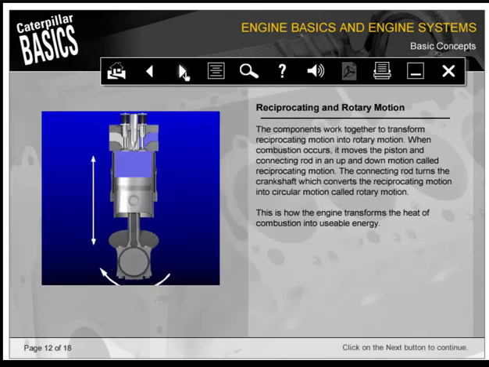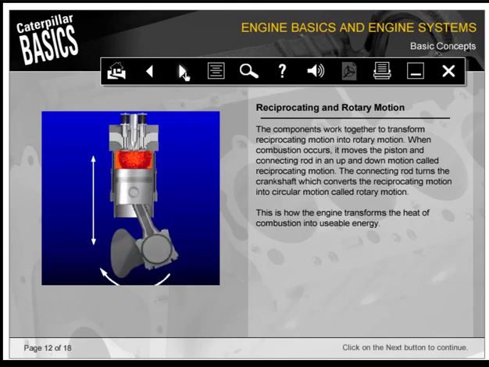The components work together to transform reciprocating motion into rotary motion. When combustion occurs, it moves the piston and connecting rod in an up and down motion called reciprocating motion. The connecting rod turns the crankshaft, which converts the reciprocating motion into circular motion called rotary motion. This is how the engine transforms the heat of combustion into usable energy.